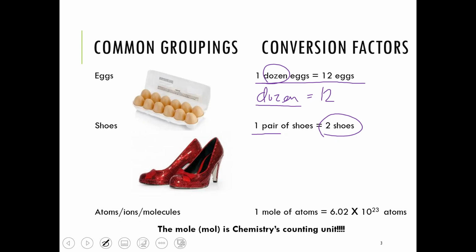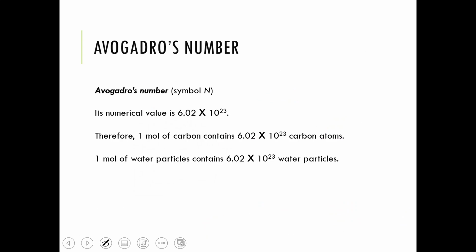So this is similar in chemistry terms. We can say that we have a mole of something. And a mole of something implies that we have this really large number, 6.02 times 10 to the 23rd of that substance. Now, it could be atoms, it could be ions, it could be molecules, it could be particles. It's still a method of counting how many we have. So the mole, or the abbreviated mol in chemistry, is chemistry's counting unit. This number is called Avogadro's number.